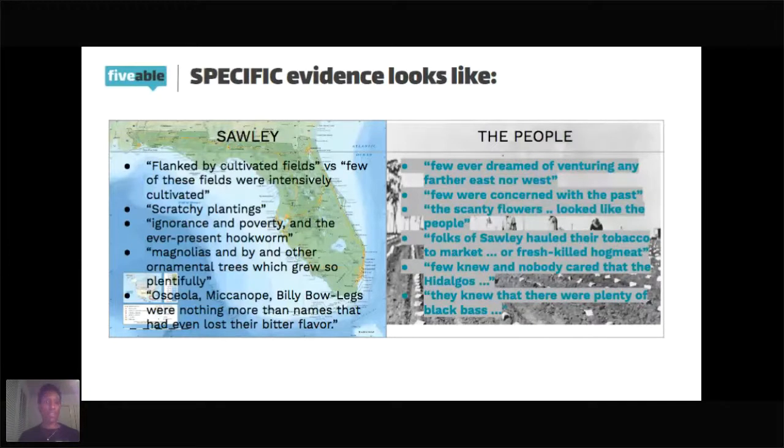And so we have flanked by cultivated fields, not all were intensively cultivated, and that's a versus, there's complexity. Scratchy plantings, ignorance and poverty, and this is the town of Solly. And then on this people side, we have what they value, we have what they don't, and so what they see and what they care about versus what they're expected to see, or maybe what other people see.